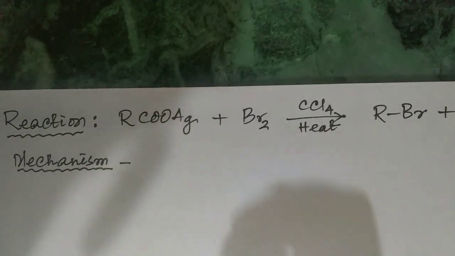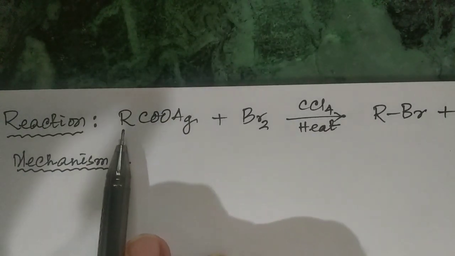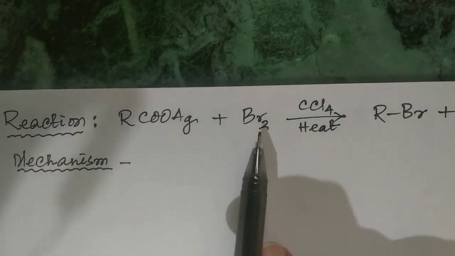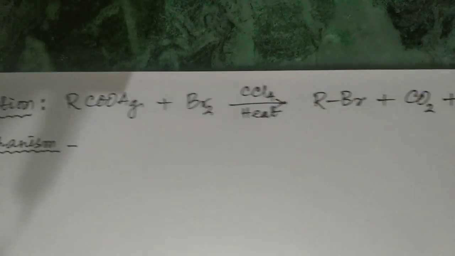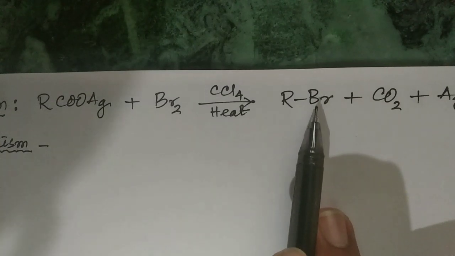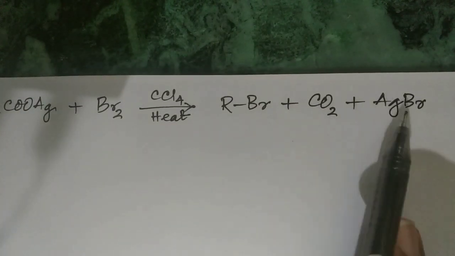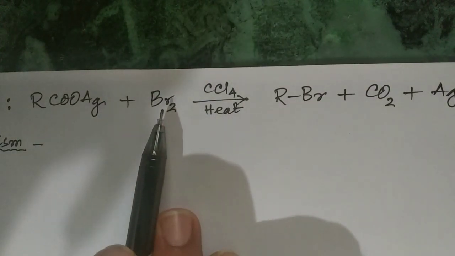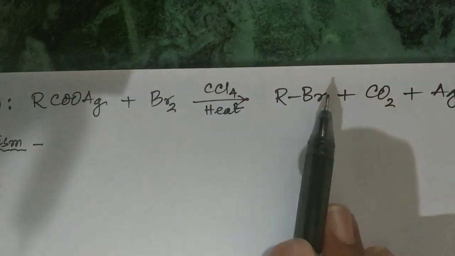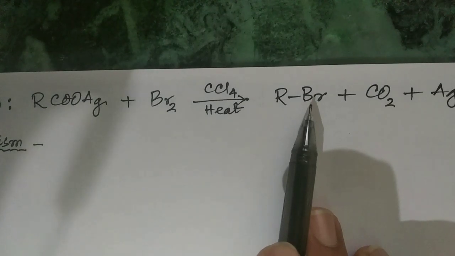Next we will look at the mechanistic pathway of this reaction. Our reaction is silver salt of carboxylic acid treated with bromine in the presence of CCl4. As product we are getting alkyl bromide which contains 1 carbon less along with the release of carbon dioxide and silver bromide. Okay, just remember we can use chlorine accordingly here. When chlorine is used we will get the corresponding alkyl chloride.